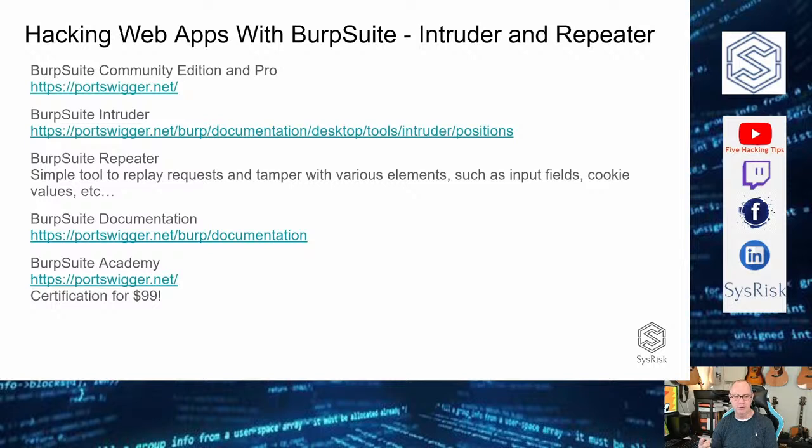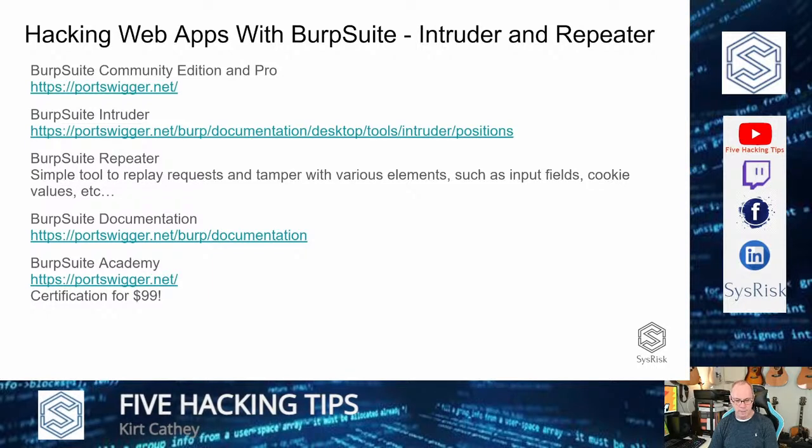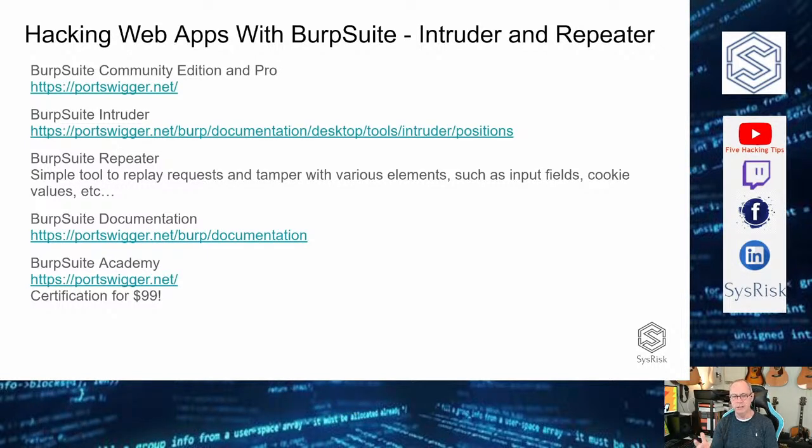Number one, Intruder, for brute forcing anything from directories to passwords to login names and passwords, or all kinds of things. And then the second feature would be Repeater, which basically just repeats. It's a very simple function. All it does is grab a request, and you can repeat that request over and over again by manually changing a password in there, or changing a session cookie, or rehashing some kind of session ID and putting it in there, or trying to decrypt the session cookie to see exactly what it represents.